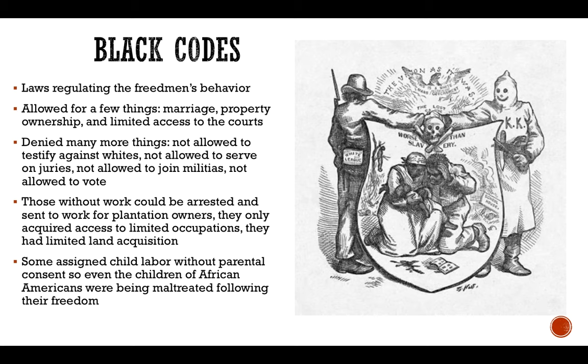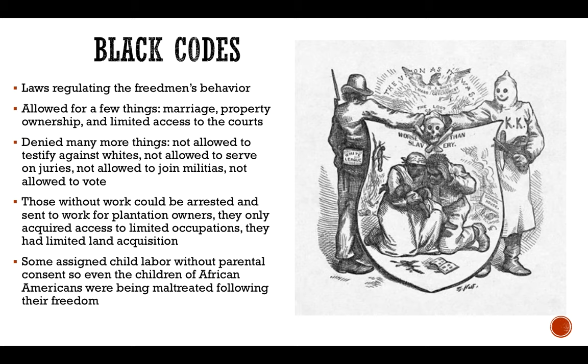So they were not allowed to testify against whites in the court. They were not allowed to serve on juries. So any jury that was set up for an African American person who was accused of a crime would be all white. And they were also not allowed to join militias and not allowed to vote. So this was not across the entirety of the South, but different states made up their own minds. And in some states, African Americans still couldn't vote.